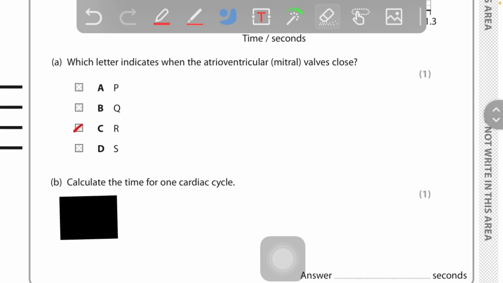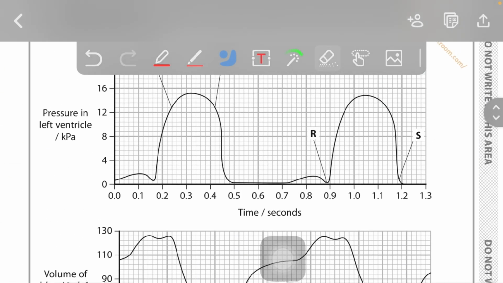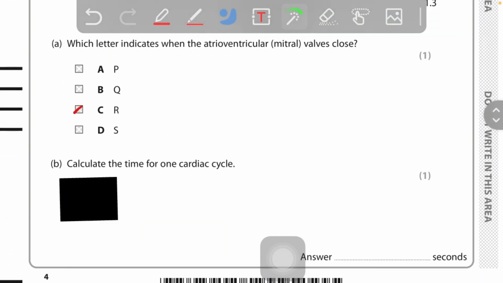Now let's go to question B. Calculate the time for one cardiac cycle. So here, which part shows the complete one cardiac cycle? It shows two graphs, and this is one cycle, whereas this is the other cycle. So it's easy, it's 0.7. Let's see the answer. It's 0.7. Okay.